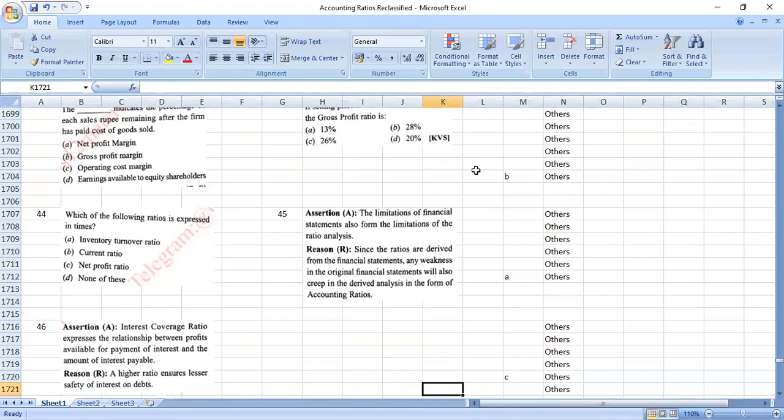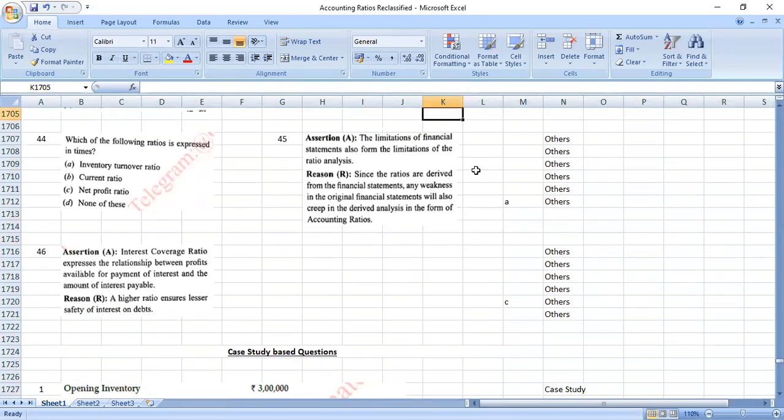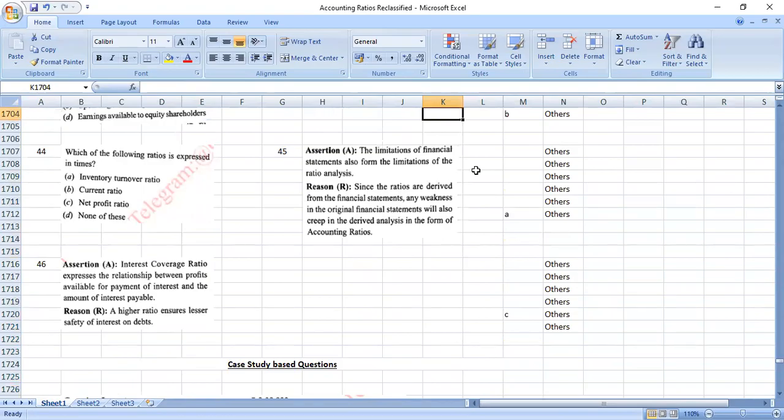Moving forward. All right, last 3 questions, my dear children. Which of the following ratios is expressed in times? Inventory turnover ratio. Only turnover ratios are expressed in times. Question 45, the limitations of ratio analysis, is a repeated question, so we're going to skip it.